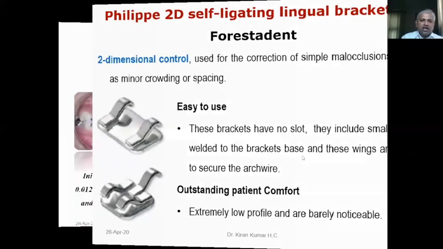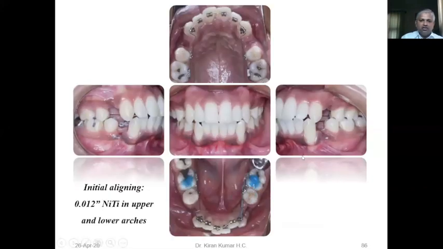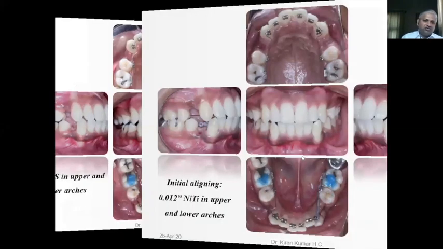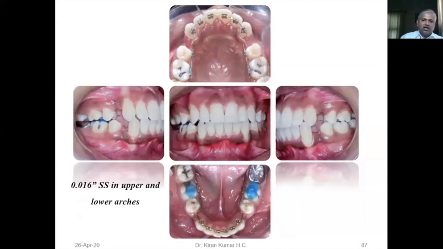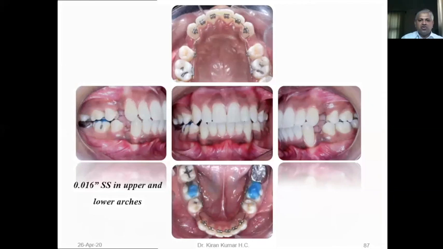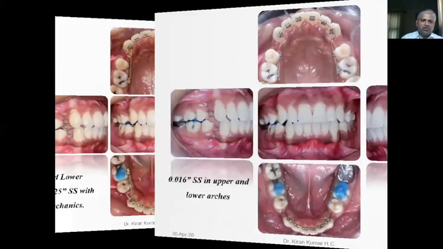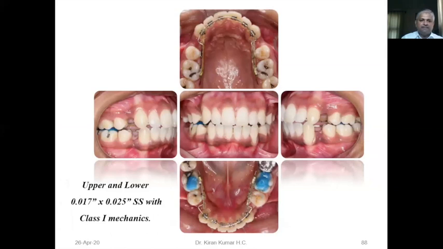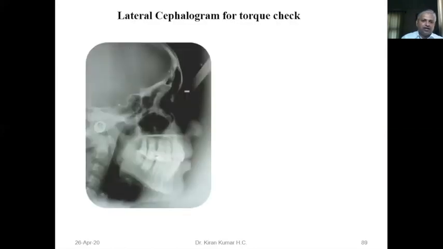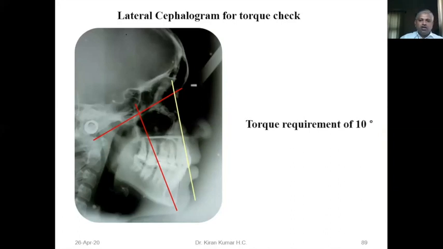So following initial aligning, using upper and lower arches, we know that in this case, there is a significant amount of proclination and the soft tissue drape is very good. So the lip pressure itself is sufficient to align these teeth and reduce the overjet. In the later stages, we went for 16 in upper and lower arches. You can recognize here there is a lot of decrease in the extraction space, which is taken up well under the influence of the soft tissue drape. In the later stages, we shifted to upper and lower stainless steel with class 1 mechanics, connected with traction, and we have to come to the torque check because torque is very, very important.